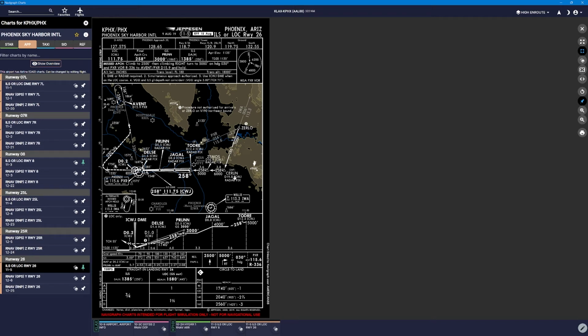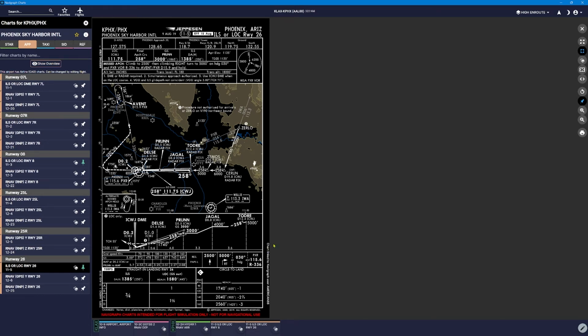But even if you're not using that, you just need to know by the approach, when you reach Toter, you need to be at 5,000 feet. When you reach Jagall, you need to be at 4,000. And when you reach Prune, you need to be at 3,000.